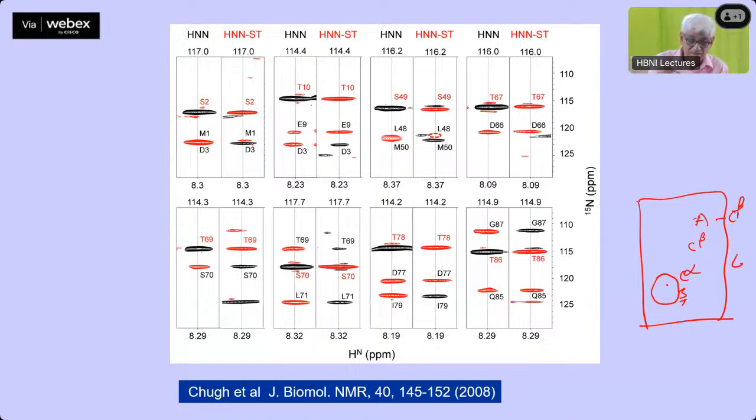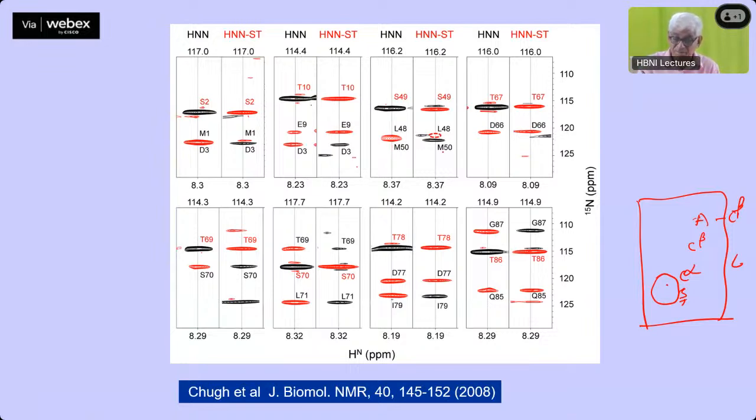This is the HNN-ST experiment. Here we are talking about the serines. For the serines, here it is positive, negative, and here negative, positive. For D3, the one on the i+1 becomes positive, and the i-1 remains negative. This is the residue number. All of these are like that. Here is D3, E9, this is threonine T10, and S49, L48. These are all overlapping. M50 is also in the same area.